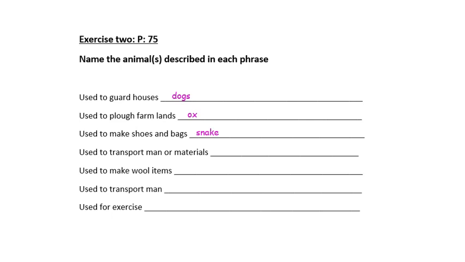Used to transport man or materials. Of course, it's a donkey. Used to make wool items. Yes, it's a sheep. Used to transport man. It's the same as used to transport man or materials. So it's the same. We have to put donkey. The last one, used for exercise. It's a horse. Great job, everyone.